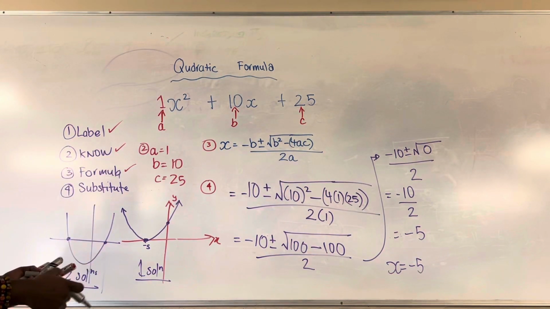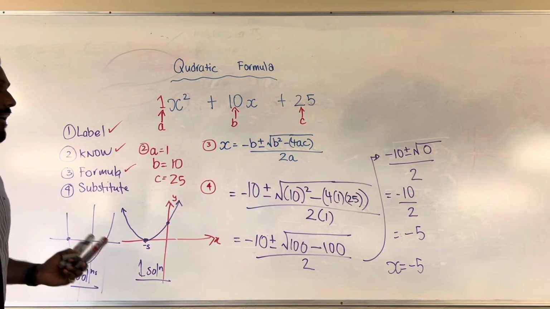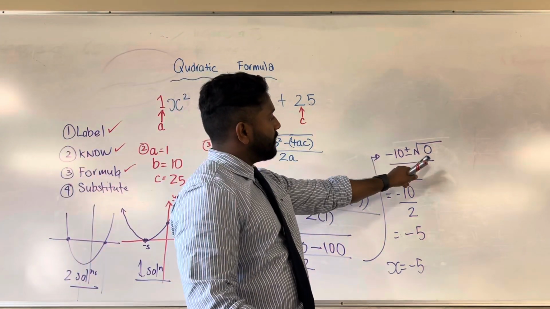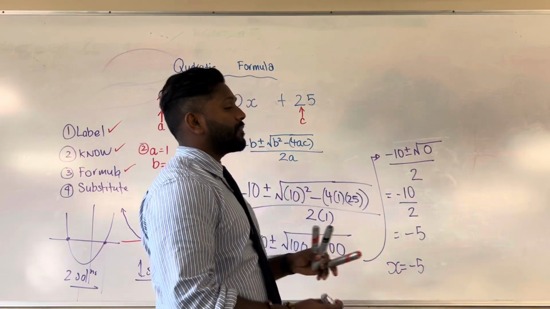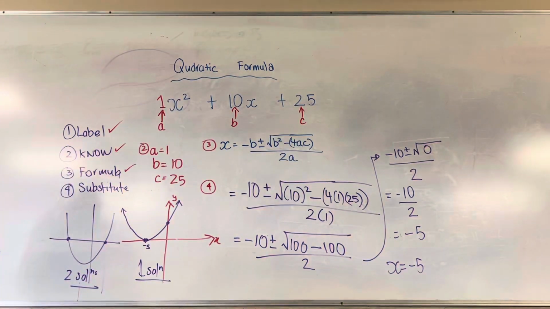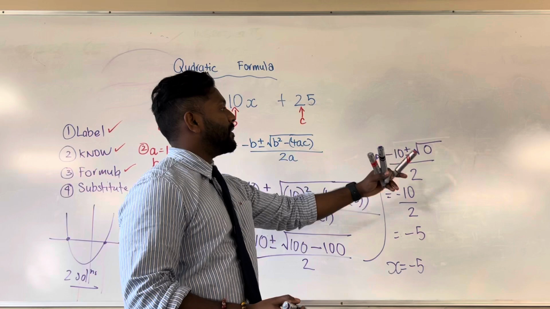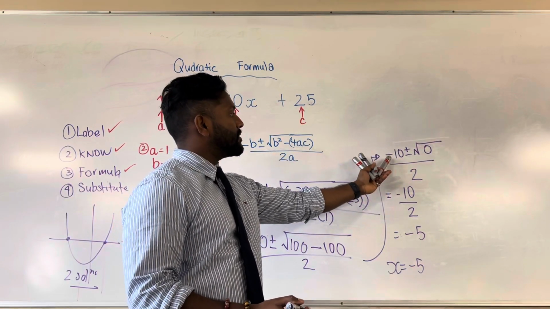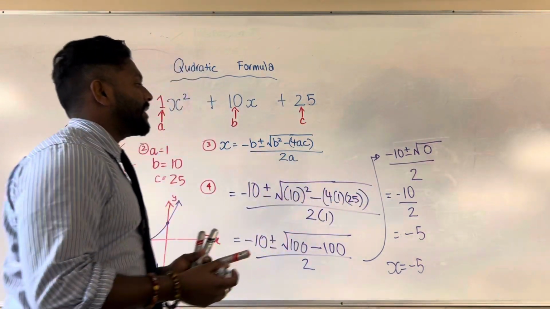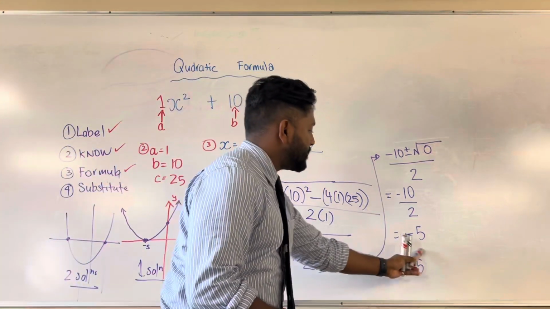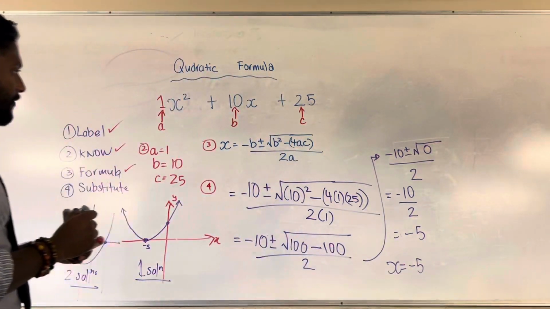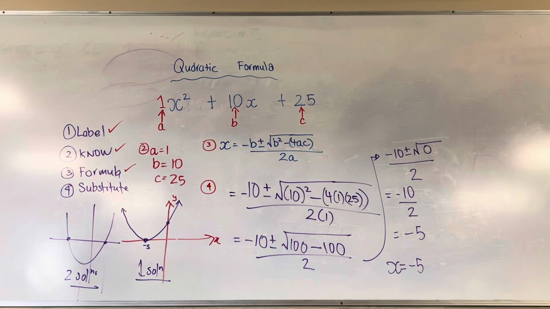Okay, very different because you're only left with one x value. Secondly, very interesting here, we have square root of 0. Square root of 0 is just 0. And then people will get confused because negative 10 plus 0 is negative 10. Negative 10 minus 0 is just negative 10. And then here is your solution: x is equal to negative 5. But that's how you do that particular question.